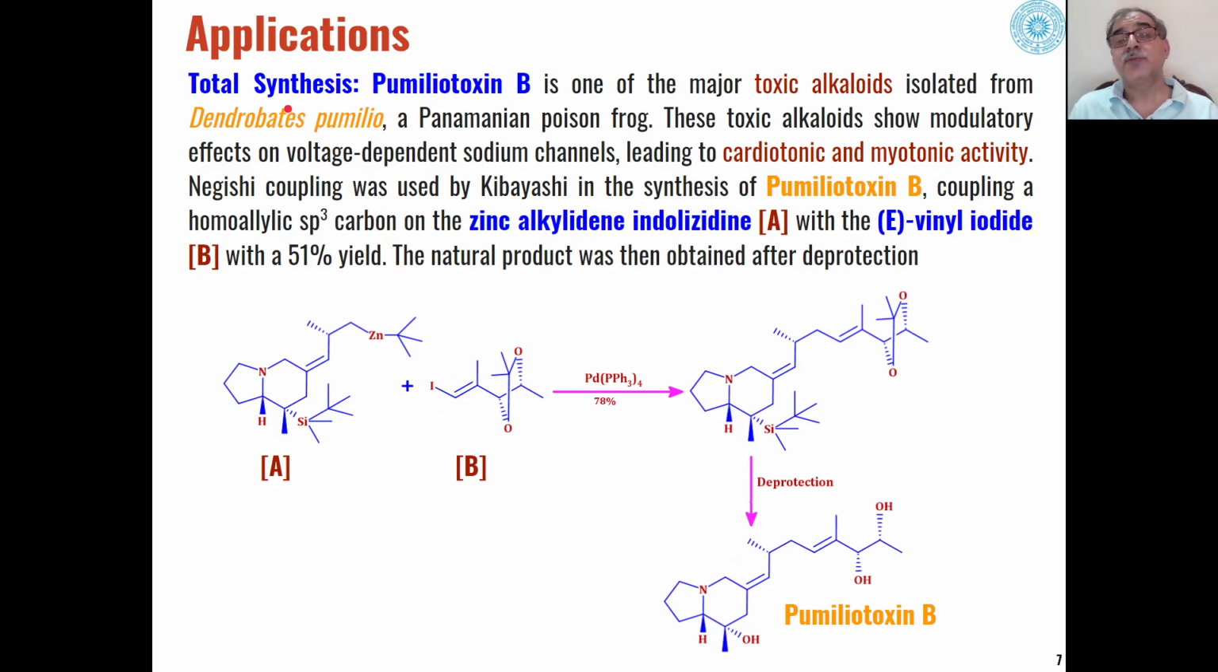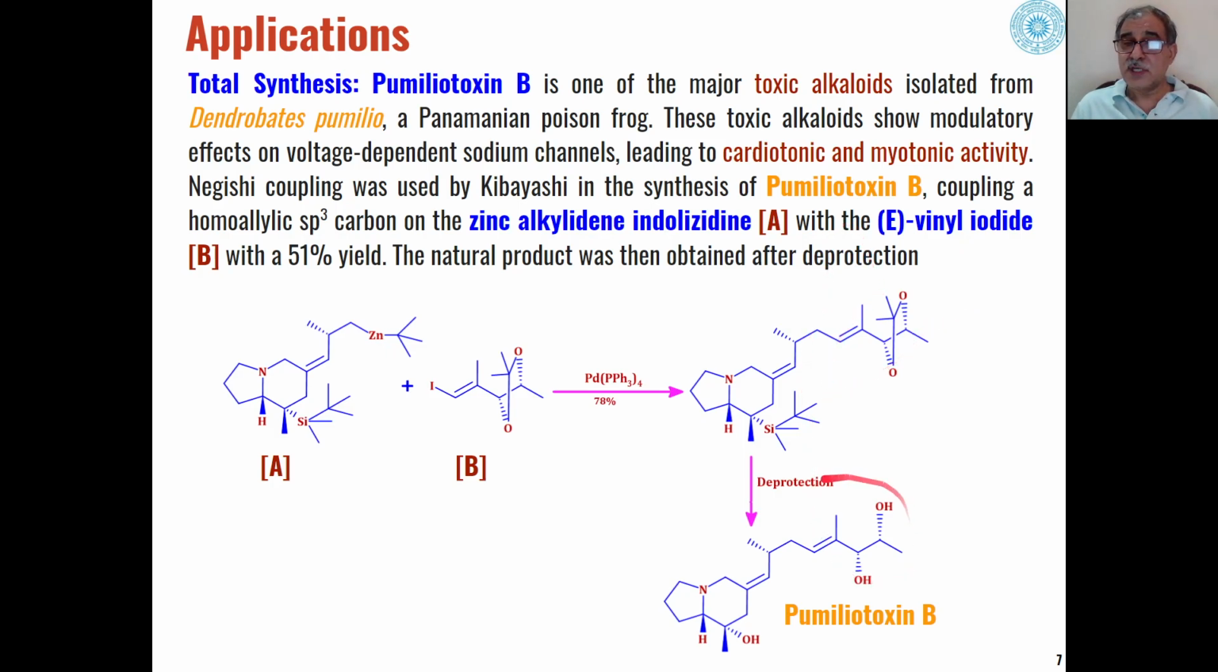Then another natural product, pumiliotoxin B, which is a toxic alkaloid isolated from Dendrobates pumilio, a poison frog of Panama. This toxic alkaloid shows a modulatory effect on voltage-dependent sodium channels. Therefore it has cardiotonic and myotonic activity. So that is why the synthesis of this alkaloid is very important because of this cardiotonic and myotonic activity possessed by pumiliotoxin B.